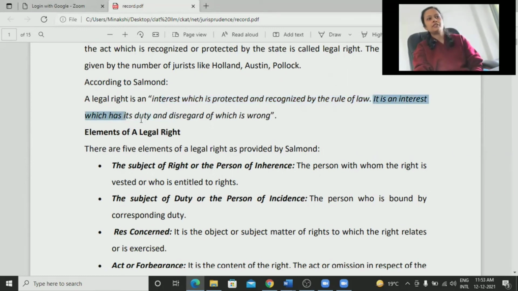It is an interest which has its duties, and disregard of which is wrong. Just mentioning in the statutes that this is a right, you are entitled to enjoy it, is not enough. Someone else has to have a duty. Plus, only imposing duties is also not enough. If you violate those duties, law will impose punishment. You will be asked to pay compensation. A fine will be imposed. Only in such a case is it possible that the statute comes to reality. Whatever rights are protected, whatever rights are guaranteed, you will in reality be able to enjoy those rights. So this is a very simple definition of rights which you can remember for the purpose of your exam.